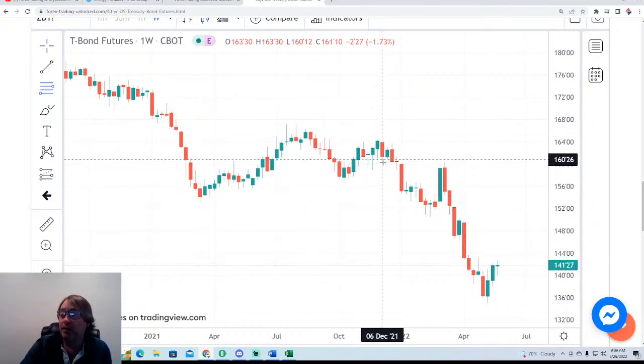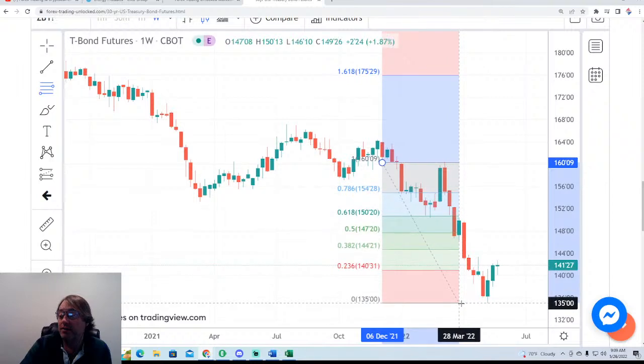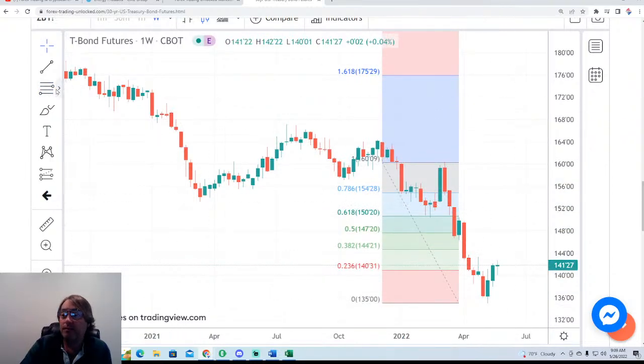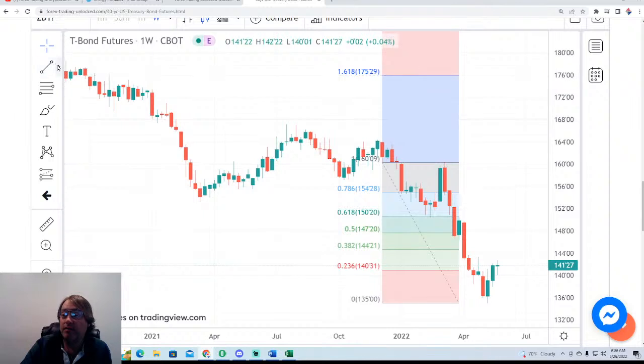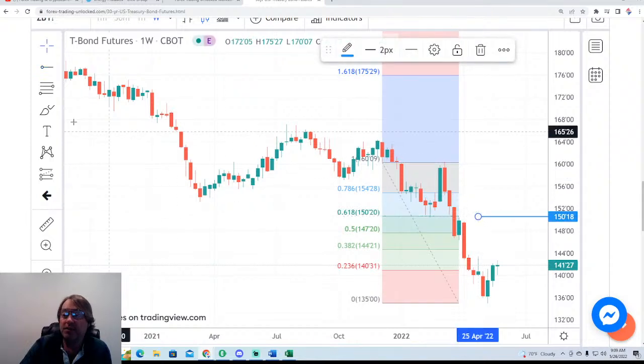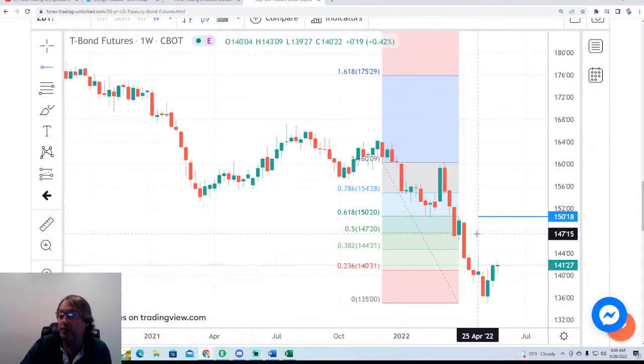How far can this rally go? Well, we've had a very steep decline, but even if we have a big move to the upside, we would be capped here definitely, I would say, at 0.618, just because we know that the Fed is in an aggressive interest rate raising stance.